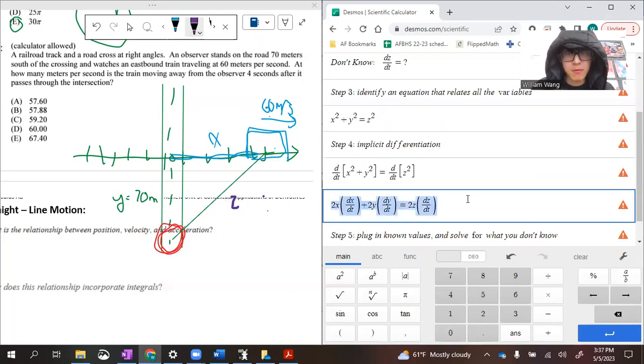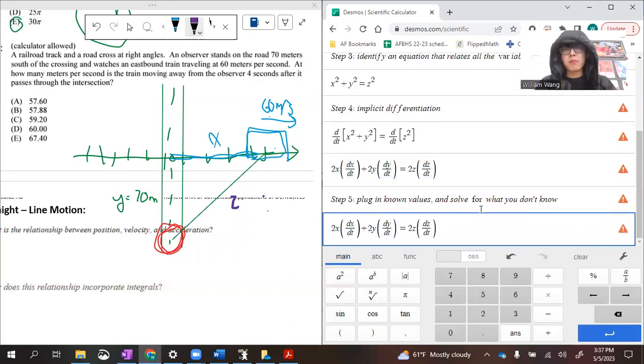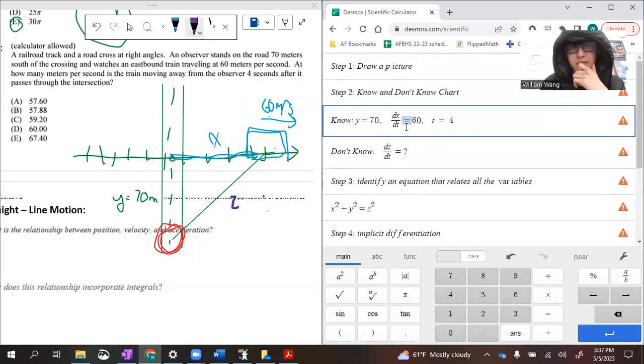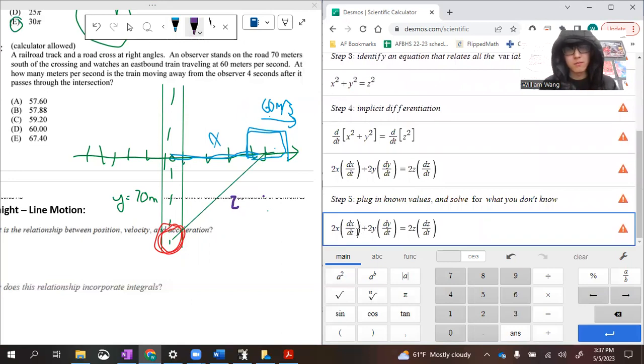Excellent. That's my step 4. Step 5, I plug in my known values and solve for what I don't know. So what do I know? I don't know my x, but I know my dx over dt is 60. Do I know my y? I know my y is 70.